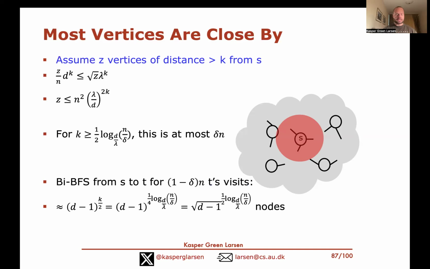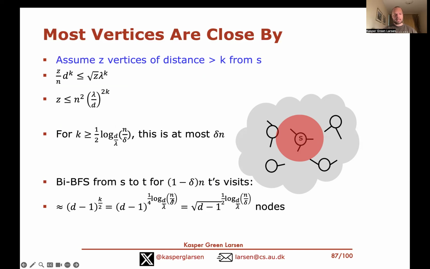So if we try to insert this in the bounds that we had on the number of vertices visited by bidirectional breadth first search from S to T, we can plug in the value of delta. The bidirectional breadth first search from S to T visits at most d minus 1 to the k half vertices if the distance between them is k. With 1 minus delta fraction of all the t's, we can insert a value of k, the distance, of at most a half log base d over lambda of n over delta. So we insert this in place of k. Then we get d minus 1 to the 1/4 log base d over lambda n over delta.